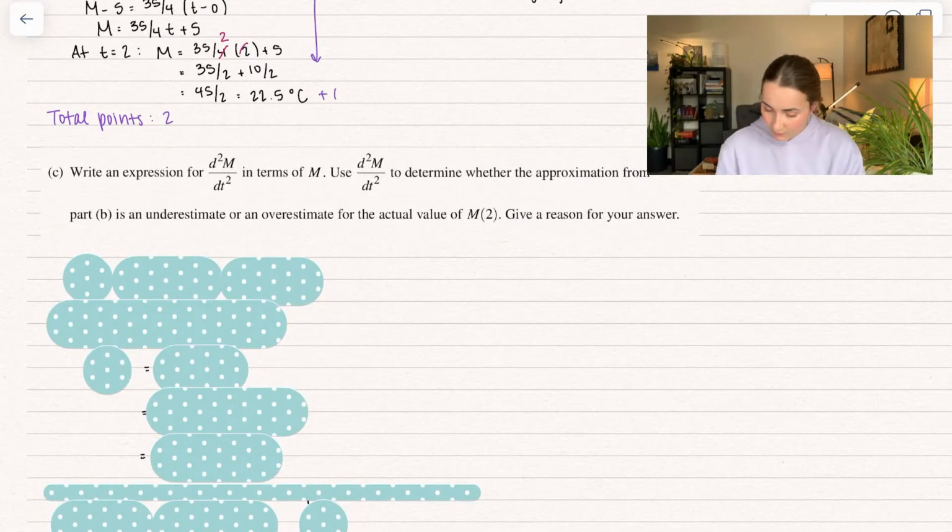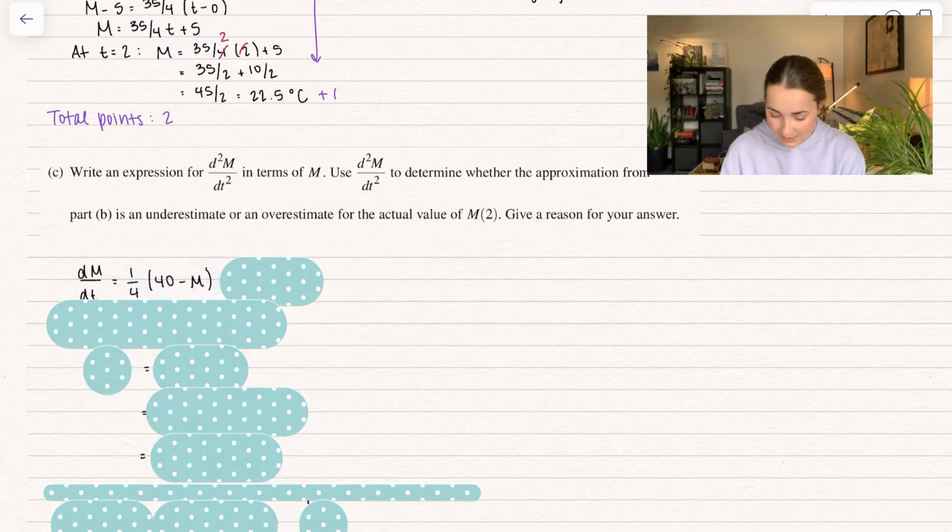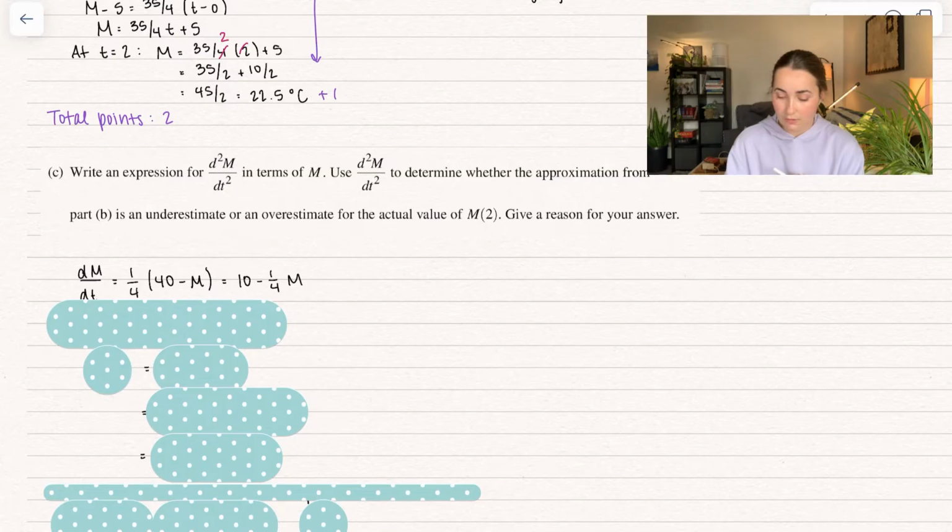evaluating it, and all that stuff. For part C, we want to write an expression for the second derivative, and we're going to use that to see if our approximation from the previous part is an overestimation or underestimation. So first, we're going to go ahead and just take our normal dm/dt. What I did though was I distributed that 1/4. So I got 1/4 times 40 is equal to 10 minus 1/4 m.